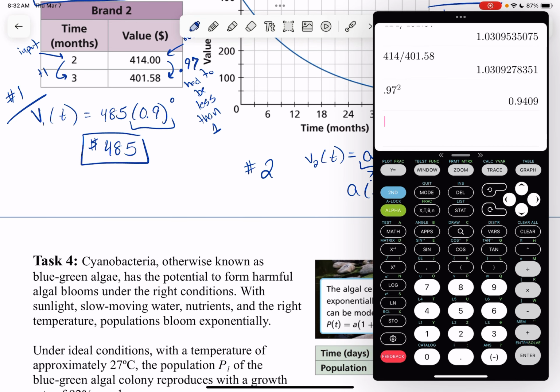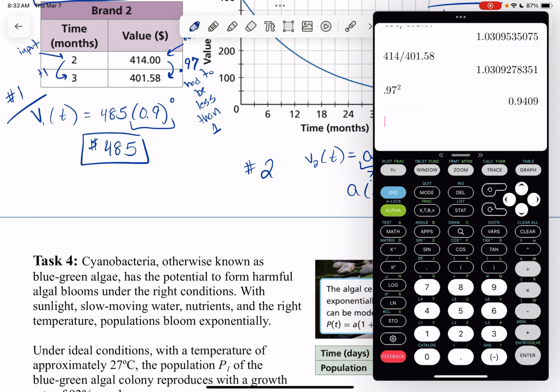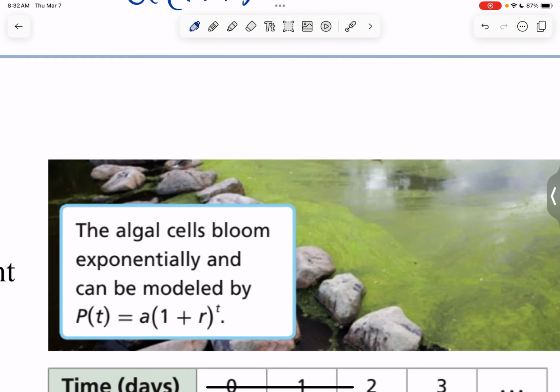I get 0.94. Why won't it move? Oh, sorry. I'm trying to move it and it's not moving. There we are. Oh, I don't know, 0.9409.